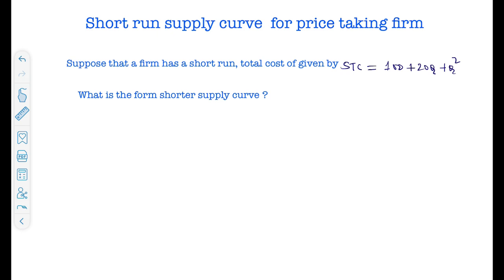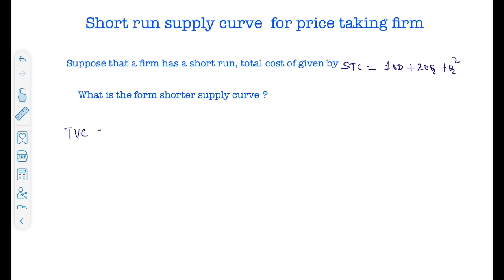The entire marginal cost curve is not a supply curve. The price must be larger than the minimum point of average variable cost of production. So first of all we need to calculate the average variable cost.